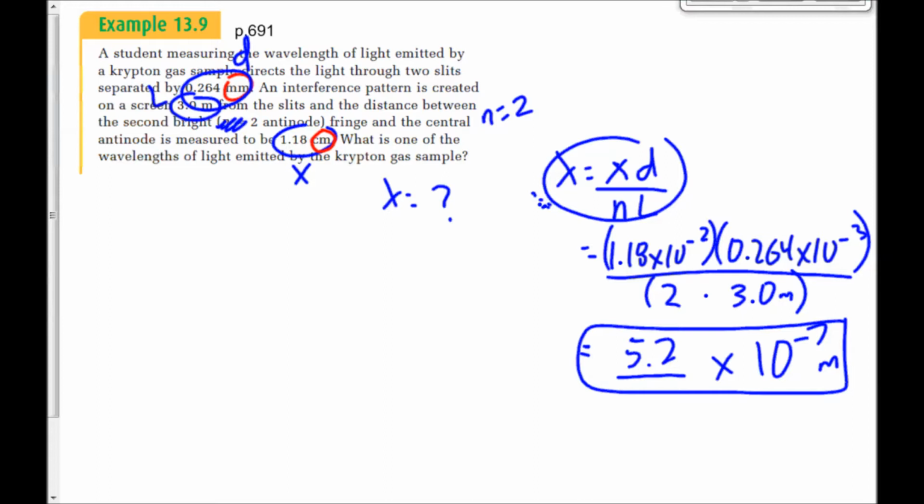N is not going to be 2 or 3 or 4. N is going to be 2.5 or 1.5 or 4.5. So pay attention to whether you're dealing with maxima or minima, so that you can make N the correct value. And finally, if you're going to use this equation right here, make sure that L is more than 10 times the value of X. I think it will be for all of them, but make sure that it is.